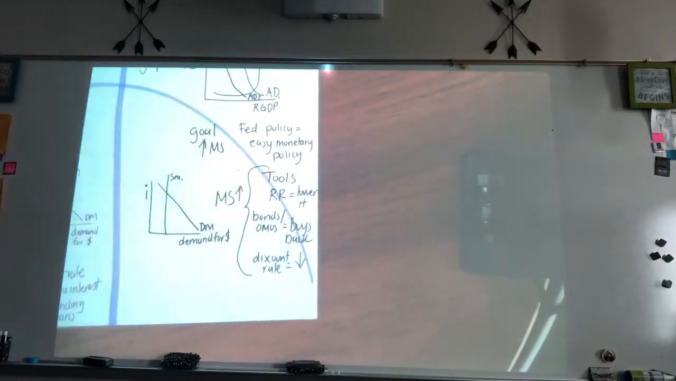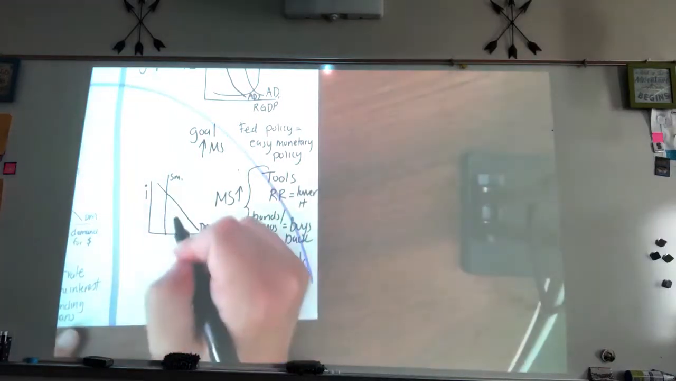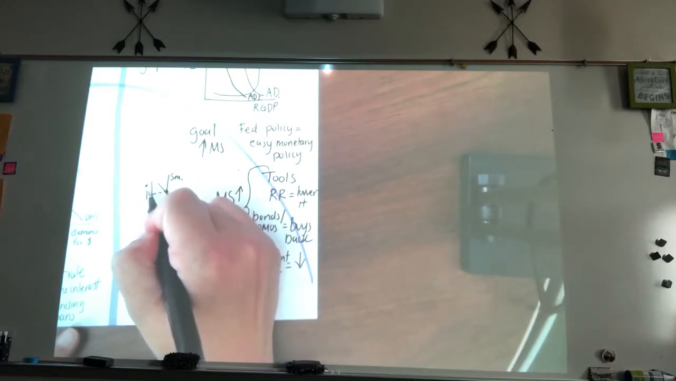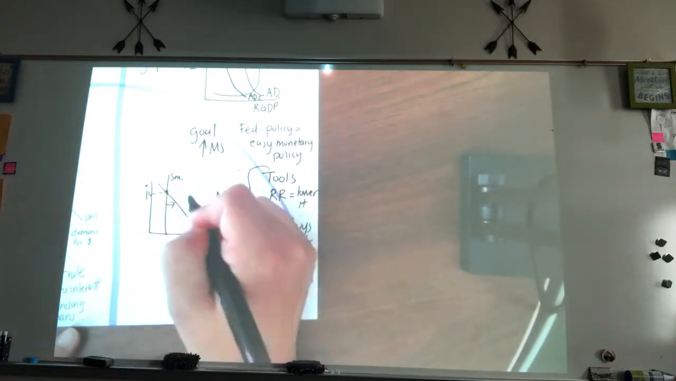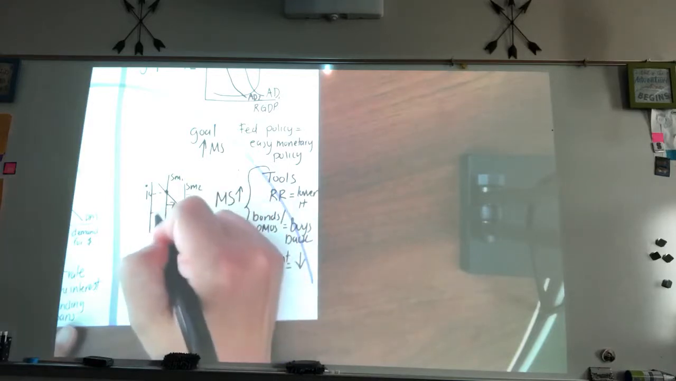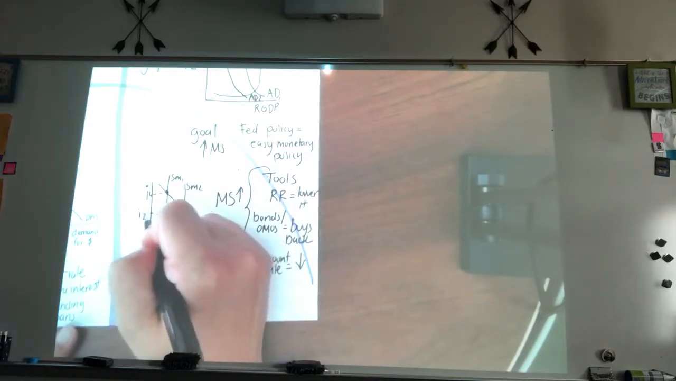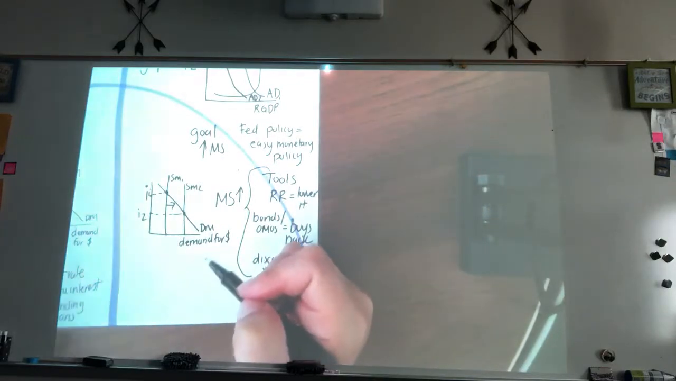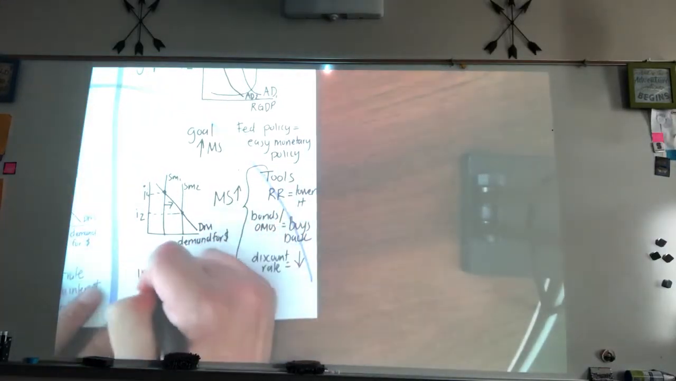Okay, so because of all of these things that increase our money supply, which way will our supply of money graph go? To the right. So what has happened to the interest rate? It goes down. And does that encourage more people to take out loans? Yes. So the impact.